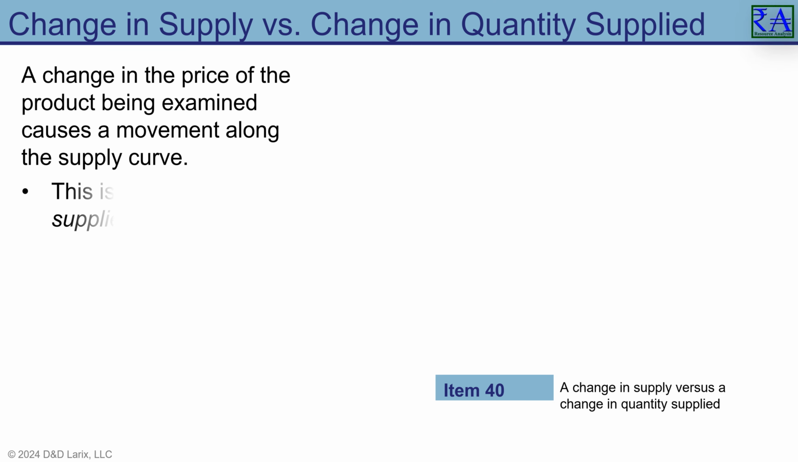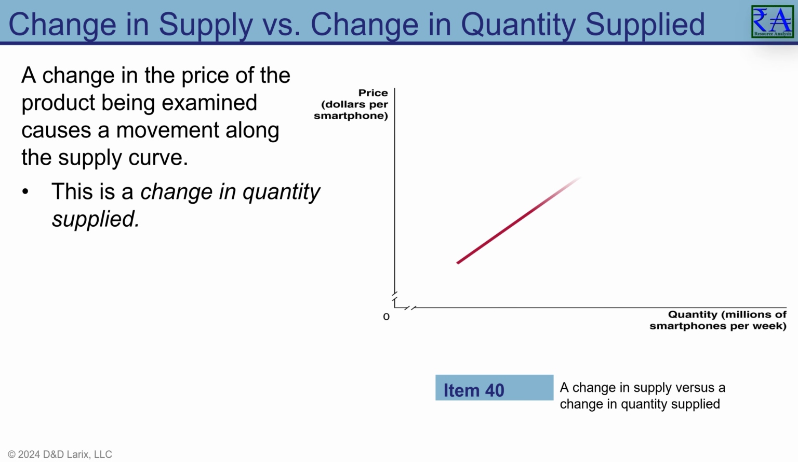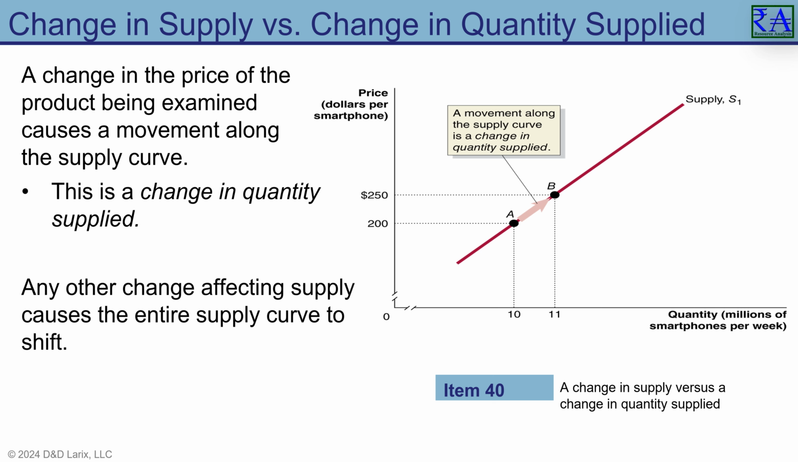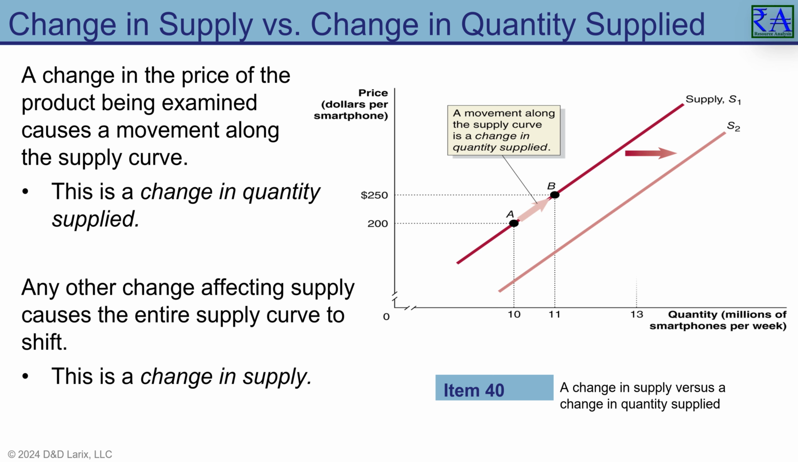A change in quantity supplied refers to a movement along the supply curve as a result of the change in the product's price. Along the curve movement means we have an endogenous variable change. A change in supply refers to a shift in the supply curve. The supply curve will shift when there is a change in one of the variables other than the price of the product that affects the willingness of suppliers to sell the product. This is another example of an exogenous variable.